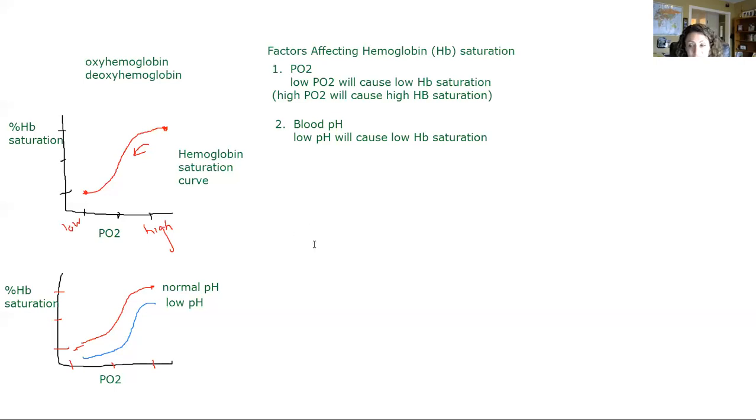Okay, I'm going to say all that again. This graph says that a low pH will cause a low hemoglobin saturation, or will decrease hemoglobin saturation. That's important because pH is low at the exercising muscle, so this will cause hemoglobin to release its oxygen at the exercising muscle. Okay, this graph is called the Bohr effect.